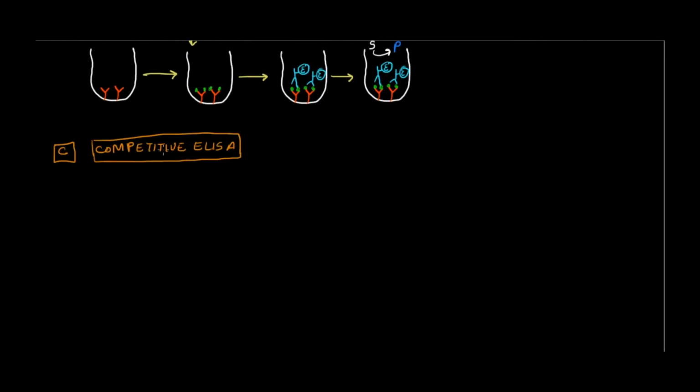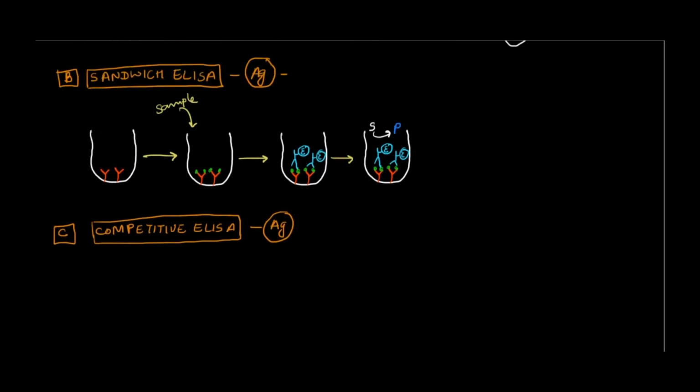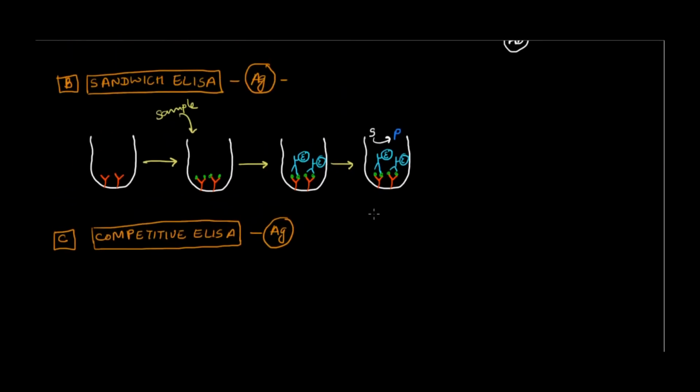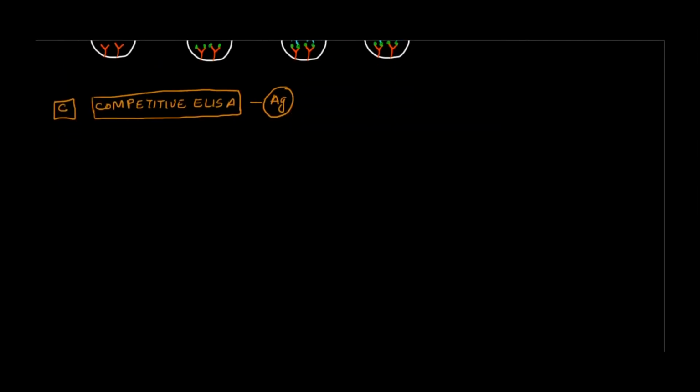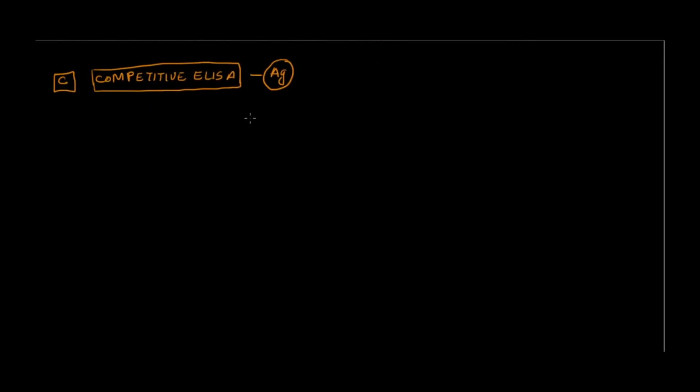The third variant is Competitive ELISA, and that is also for detection of antigen. Now you might be wondering, we have already seen one method for detection of antigen. Why do we need one more method for that? I'll tell you once we are done why we need one more variation. So what happens in Competitive ELISA is, I know I'm working with a particular antigen, right? So I need antibody against that.